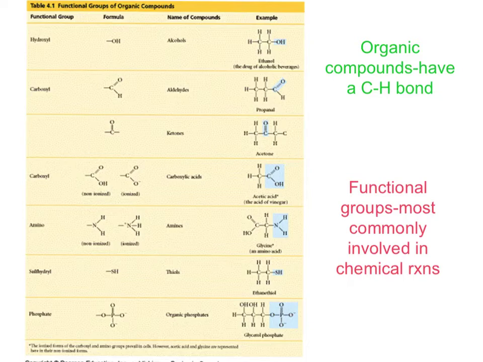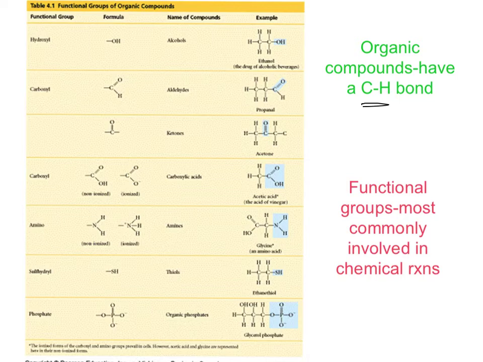Okay, so it doesn't just have to have carbon. Okay, it has to have a carbon-hydrogen bond. Like, for example, carbon dioxide is not an organic compound because it does not have a carbon-hydrogen bond. Okay, we're going to spend just a couple minutes here at the beginning talking about what are called functional groups.